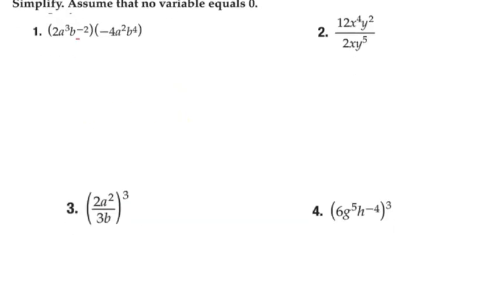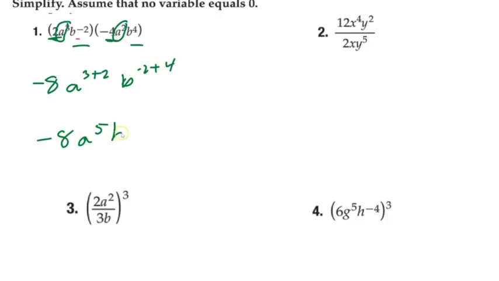Okay, let's do some examples. This first one, notice we're just multiplying. There's no plus or minus. We're just going to multiply like terms. To get negative 8, A's, you just kind of count how many A's you have. I have 5 A's. So it's A3 plus A2 if you want to think about it the long way. And then do the B's. B to negative 2 plus the 4. Negative 8, A5, B squared.